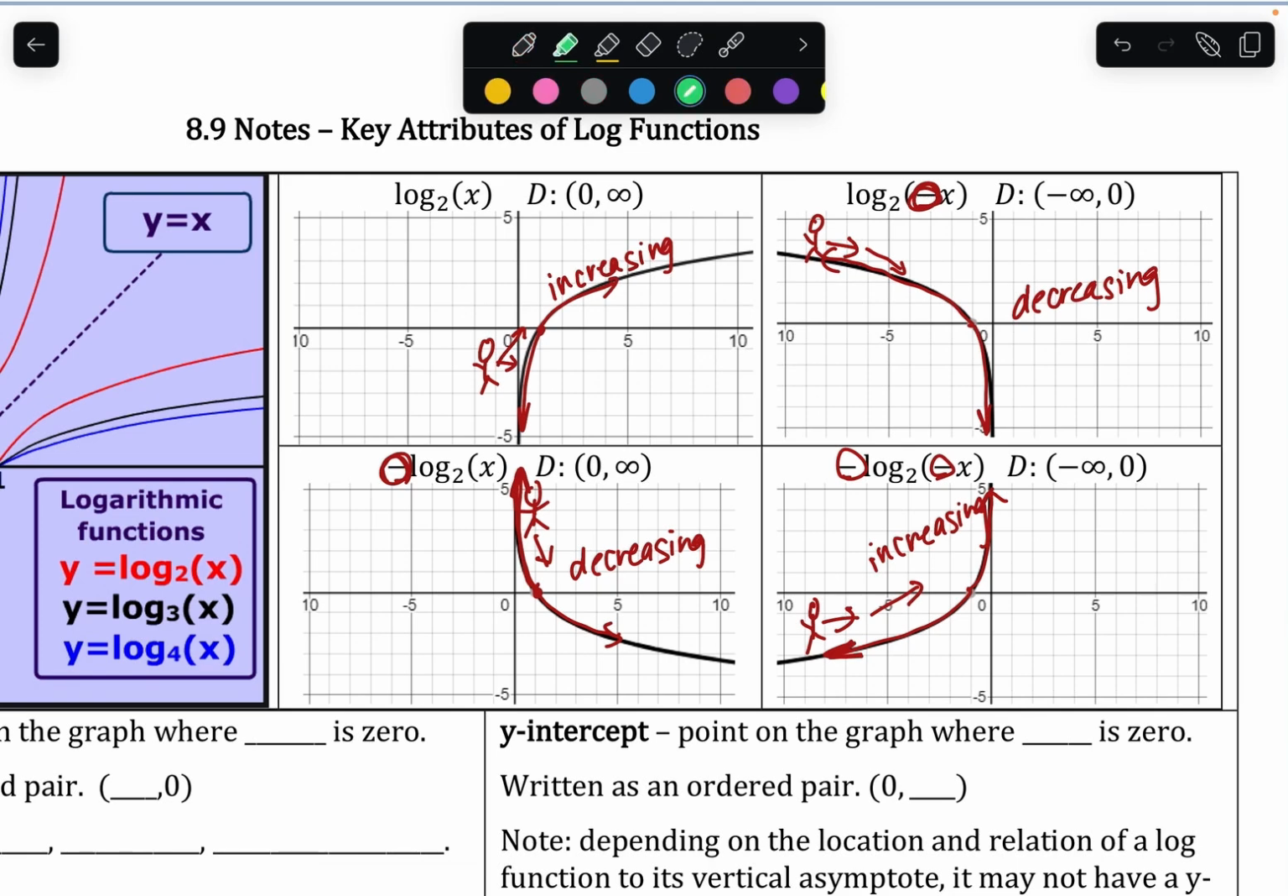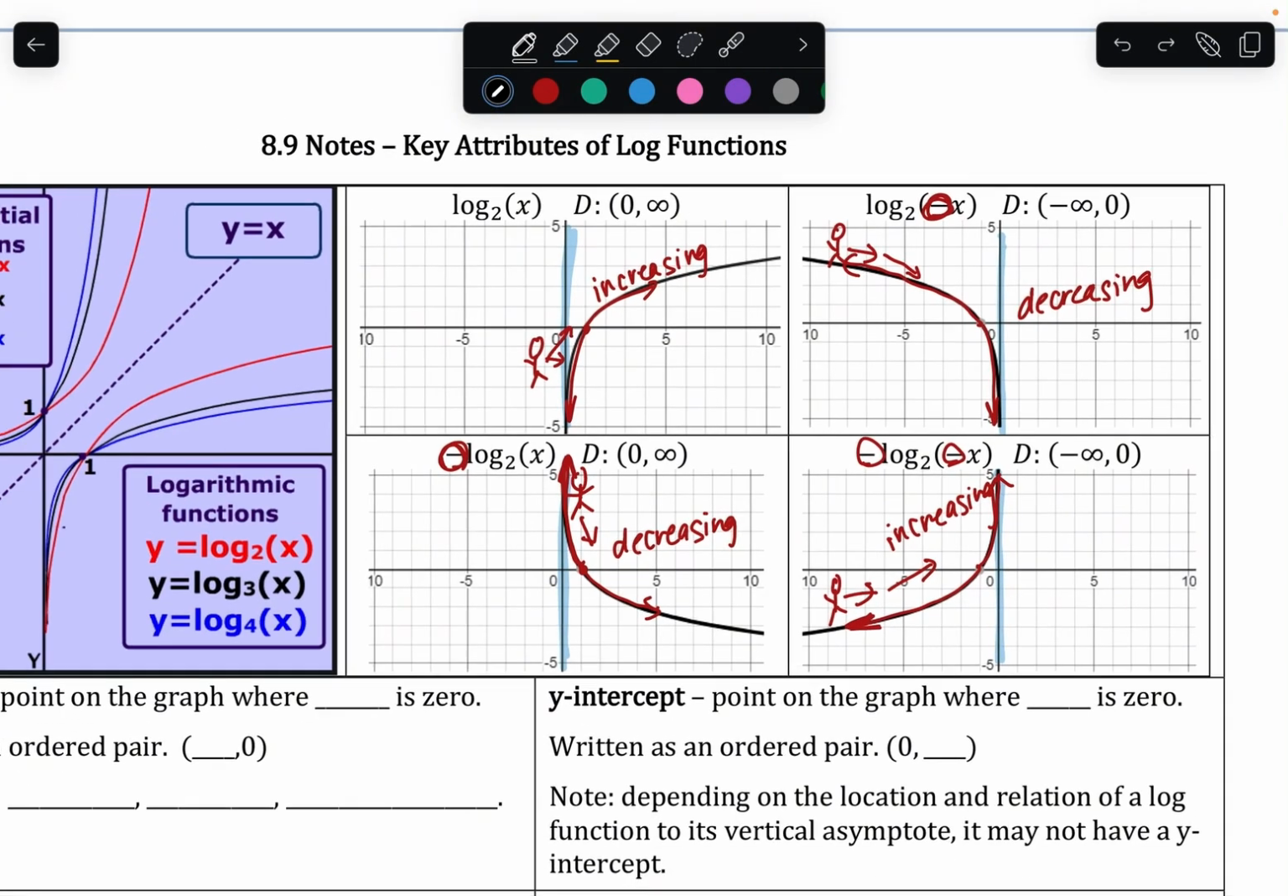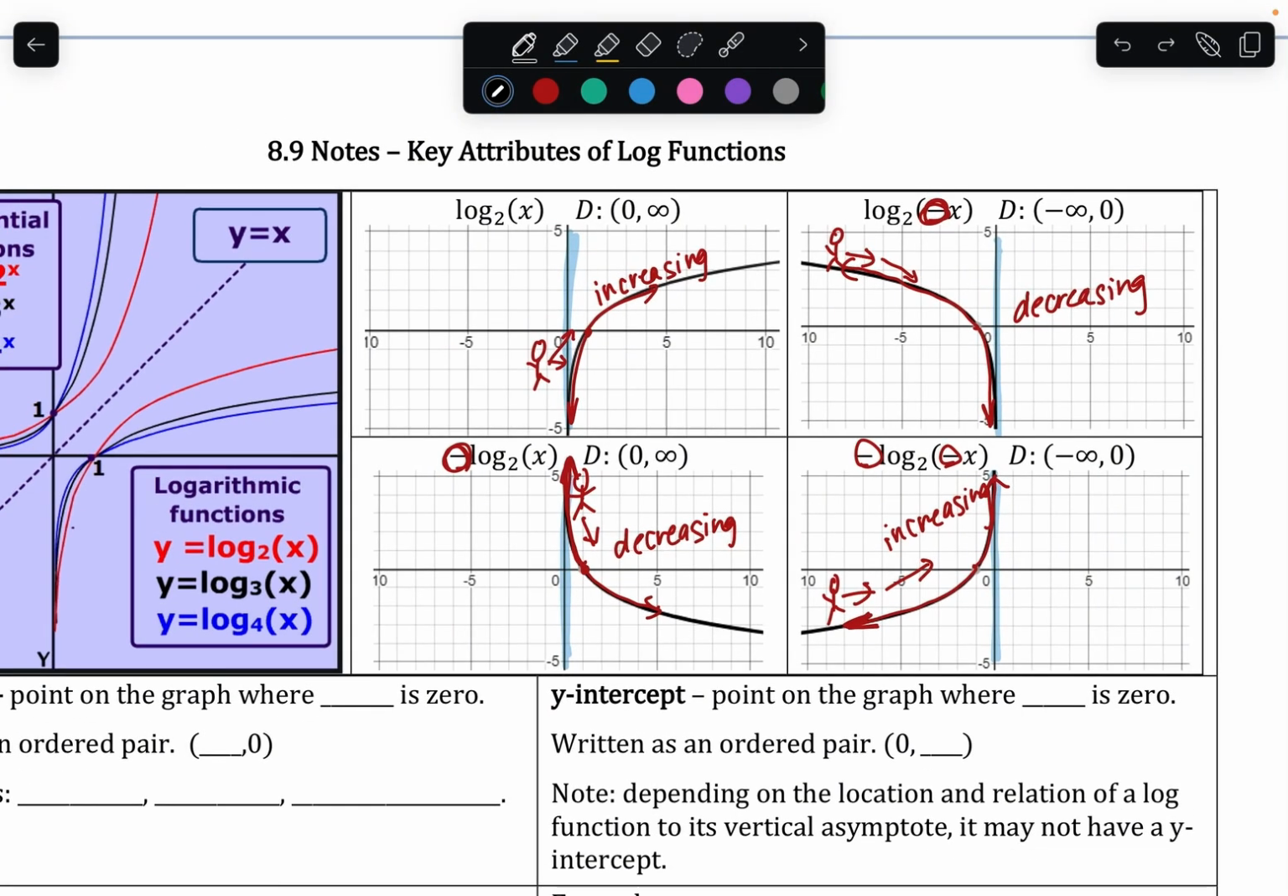The other thing I want to point out about this graph is that because of the vertical asymptote, we may or may not have a y-intercept. Here none of these functions have a y-intercept because the y-axis is the asymptote that we are approaching but never touch. And if I have transformations that move this graph to where it does cross, we could have a y-intercept. So it's always helpful to picture whether or not you are going to have a y-intercept or not.